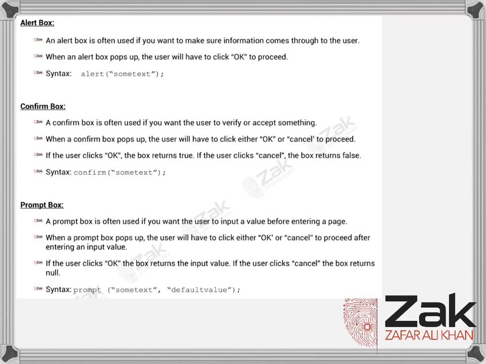As you might remember, the alert box from the code that we have just seen is often used if you want to make sure information comes through to the user. When the alert box pops up, the user will have to click OK to proceed. The syntax is this. And then we have got the confirm box.